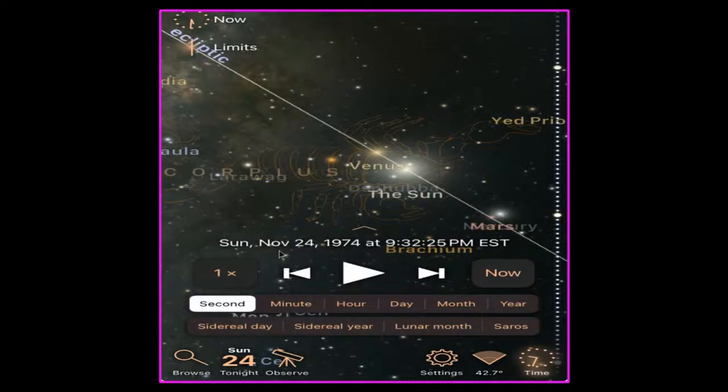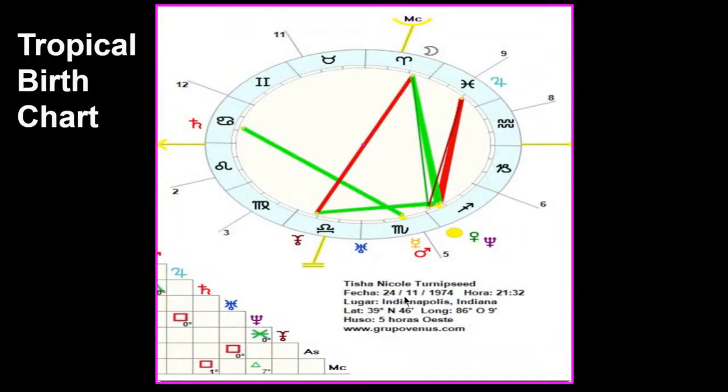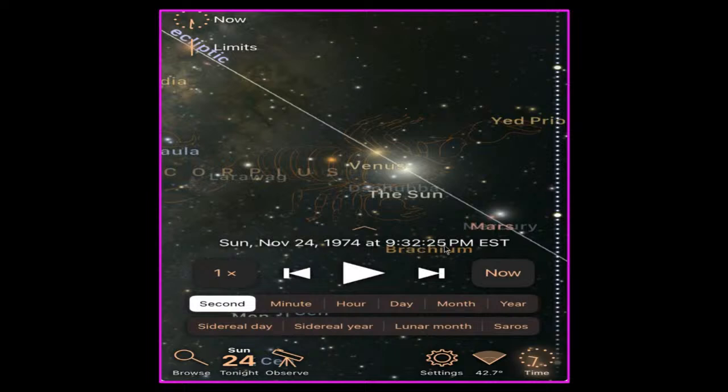Because as we see here, I was born on a Sunday, November 24th, 1974. That's what my chart says right here. The 24th of November, 1974. This is military time, 9:32 p.m.